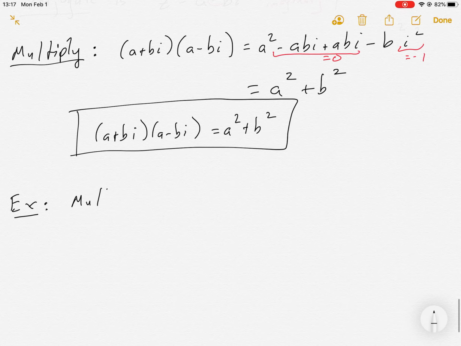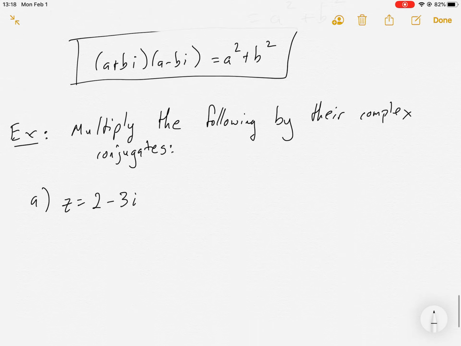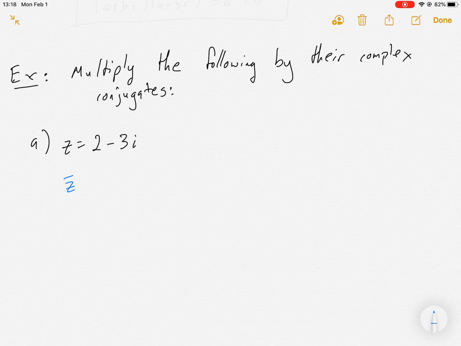For example, let's say we want to multiply, we'll do a couple of these. So we're going to multiply the following numbers by their complex conjugates. Let's go ahead and start with the number 2 minus 3i. So to begin with, I am going to write down the complex conjugate would be 2 plus 3i. And let's go ahead and multiply. So 2 minus 3i times 2 plus 3i. You could distribute everything, but we do have kind of a nice formula. So this is just going to equal 2 squared plus 3 squared, which will be 4 plus 9, which would be 13.